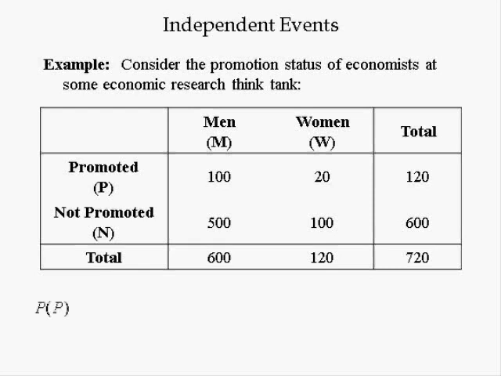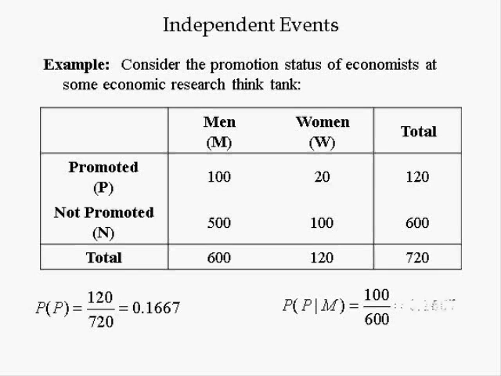The probability that a randomly picked economist is promoted is equal to 120 promoted divided by 720 economists, which is 0.1667. The probability that a randomly picked economist is promoted, given the economist is a man, is equal to 100 male economists that were promoted divided by the 600 male economists at the firm, which is equal to 0.1667. Since these probabilities are equal, getting a promotion and being a male are independent events at this think tank.